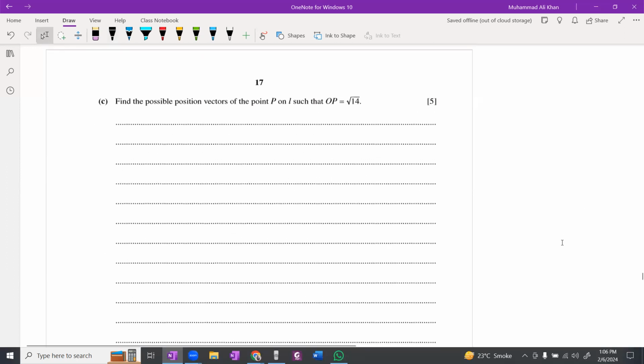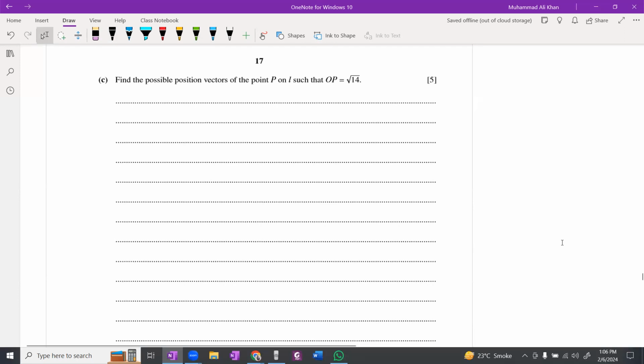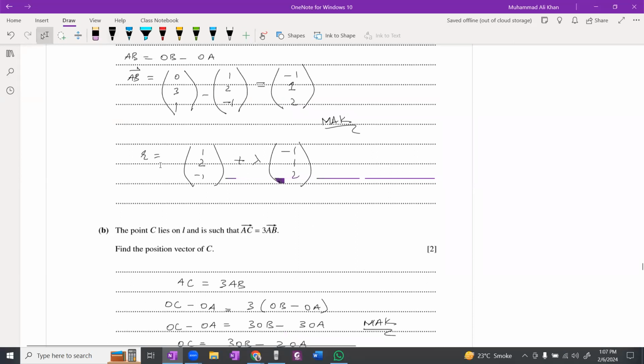And after that, the question is find the possible position vectors of the point P on line L such that the magnitude of OP is under root 14. Now look, we have OP, we have the equation of the line present, and what is the equation of the line? Here is the equation of the line.